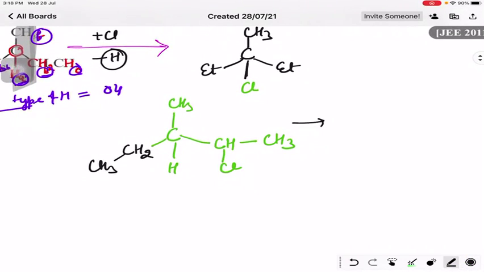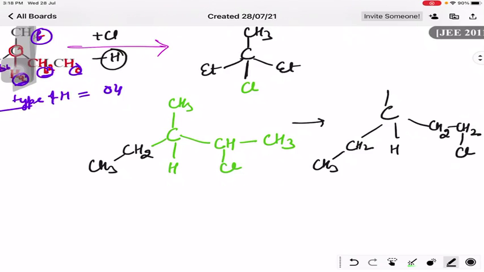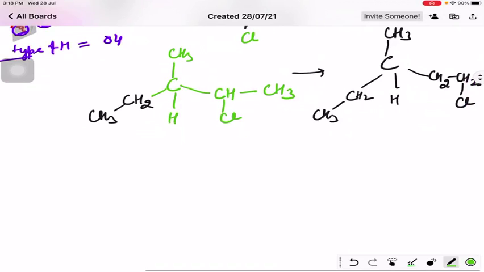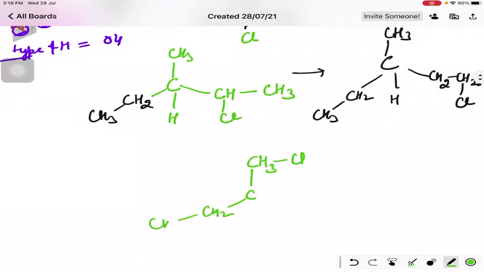Now the third product: you can replace a C hydrogen by a chlorine atom. So this is CH2, CH3, H and CH2, CH2 and Cl, and here we have CH3. And fourth, when you are replacing F, then we will be getting CH3Cl and CH2, CH3 and hydrogen, and CH2 and CH3. Now these are the structural isomers.